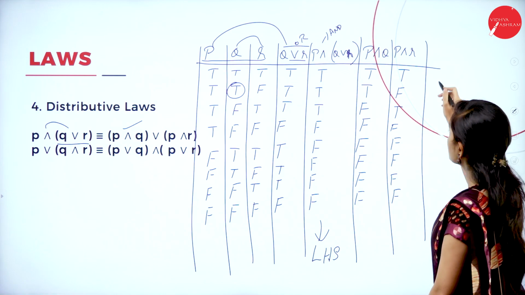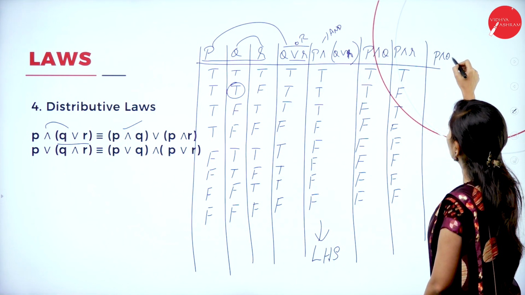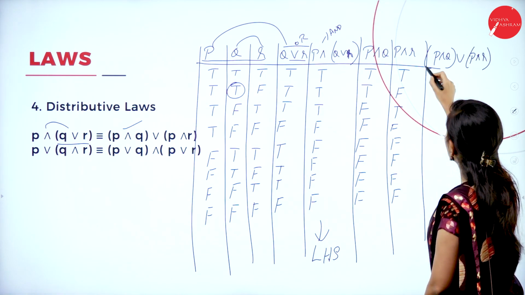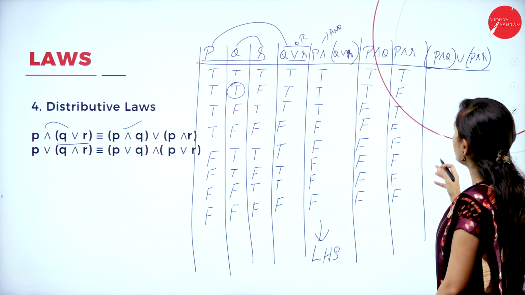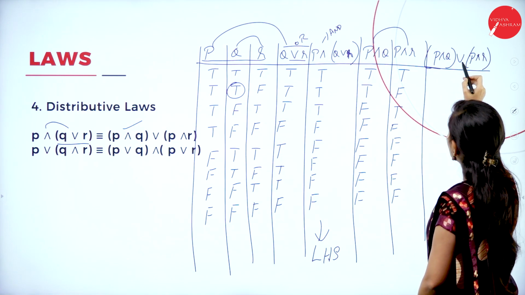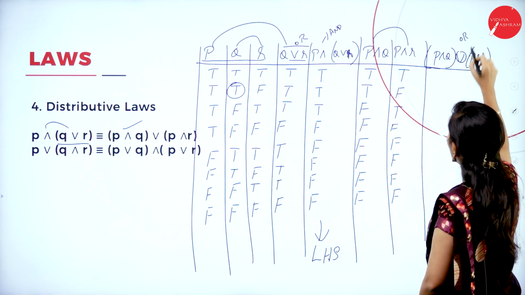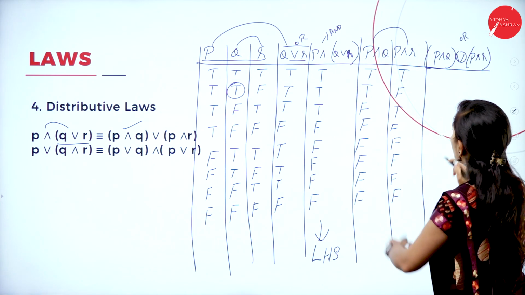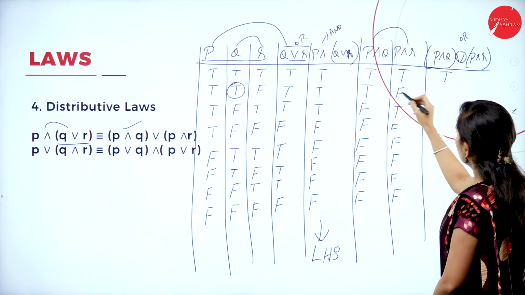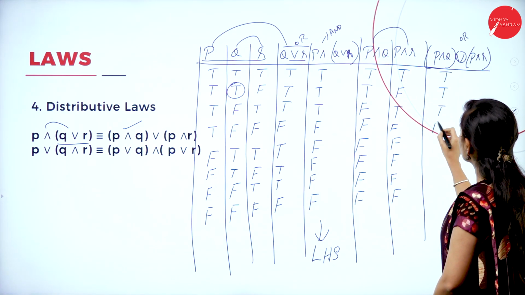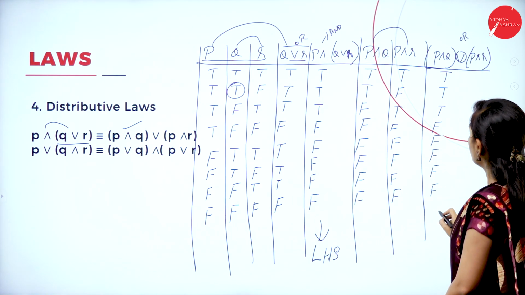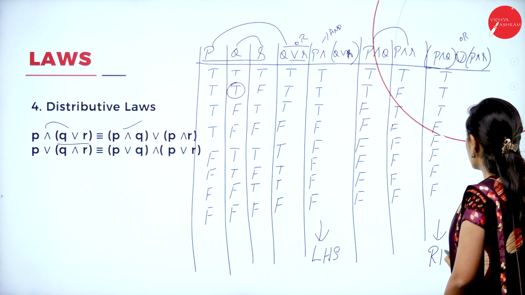And the final statement is P AND Q ORed with P AND R. Please do it carefully. Don't miss any statements here. Just take these two columns. I am using the OR operation with these two columns. In the OR operation, if any one of the statements is true, then it is true. True, true is true. True, false is true. False, true is true. False, false is false. So now these are your RHS truth values.